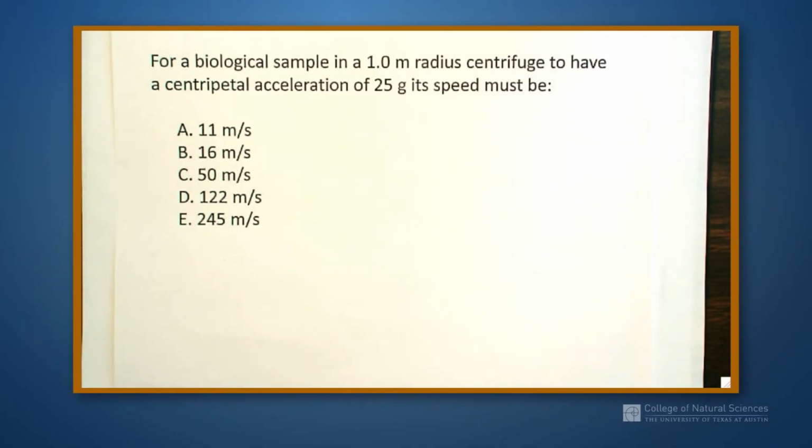So this question, or these two questions that go together, the first part of it, let's look at. It says, for a biological sample in a 1 meter radius centrifuge to have a centripetal acceleration of 25 g's, its speed must be what?